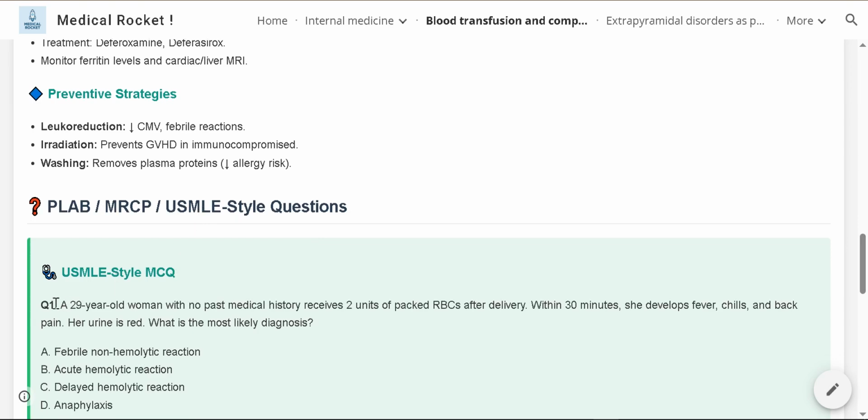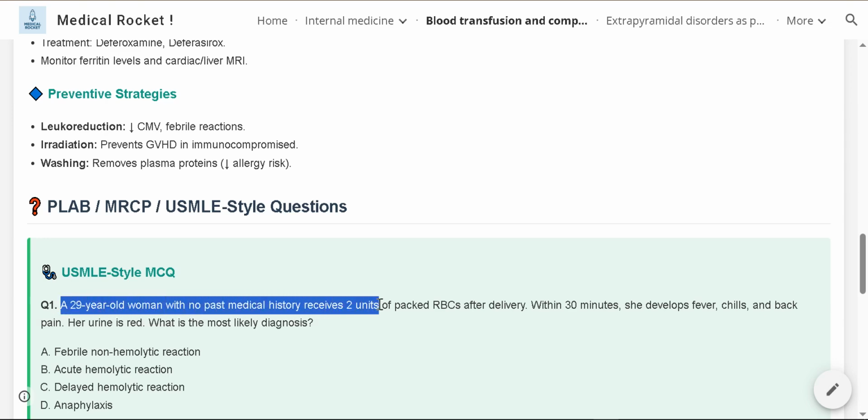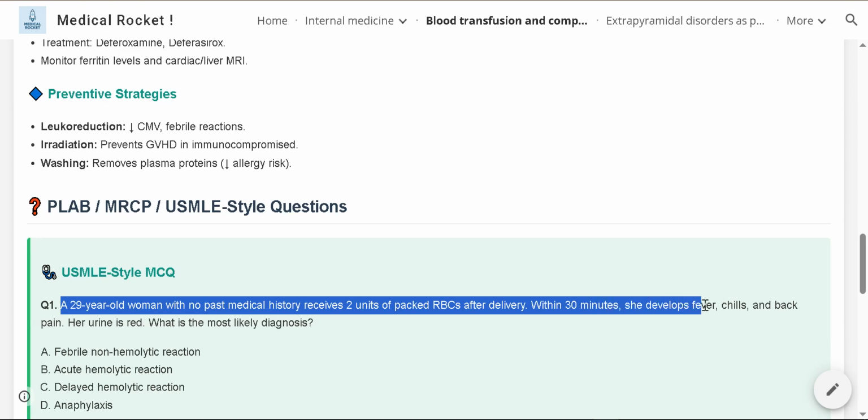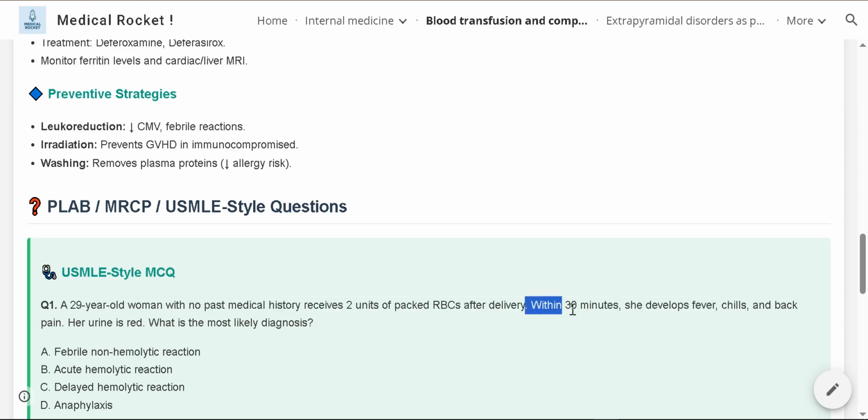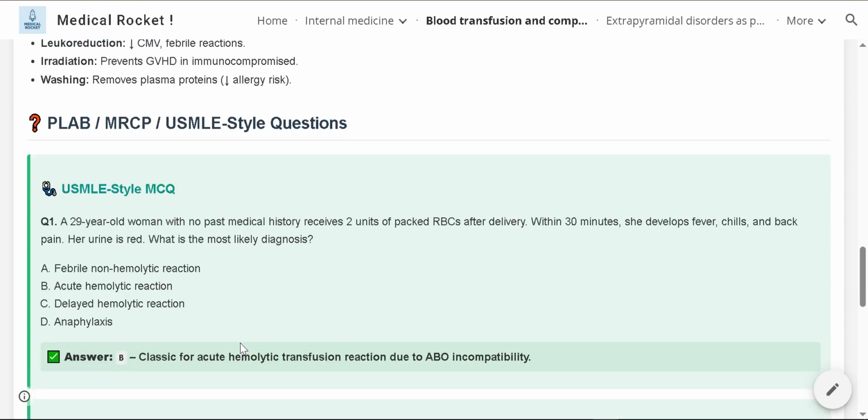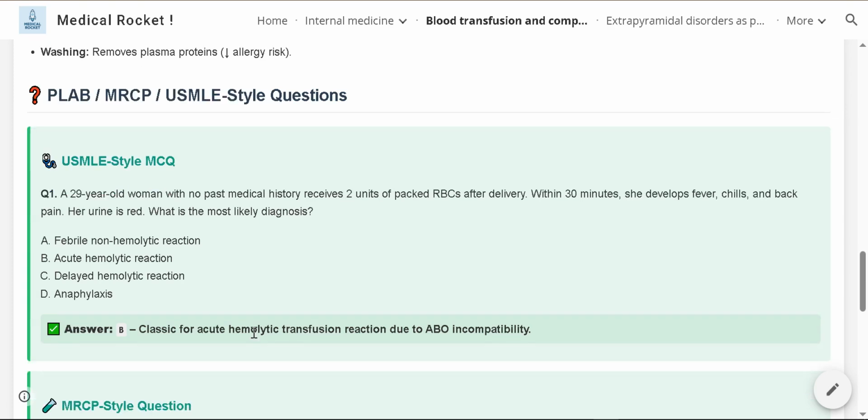USMLE style MCQ Q1. A 29-year-old woman with no past medical history receives 2 units of packed RBCs after delivery. Within 30 minutes, she develops fever, chills, and back pain. Her urine is red. What is the most likely diagnosis? A. Febrile non-hemolytic reaction. B. Acute hemolytic reaction. C. Delayed hemolytic reaction. D. Anaphylaxis. Answer B. This is classic for an acute hemolytic transfusion reaction due to ABO incompatibility: fever, flank pain, hemoglobinuria, and rapid onset.